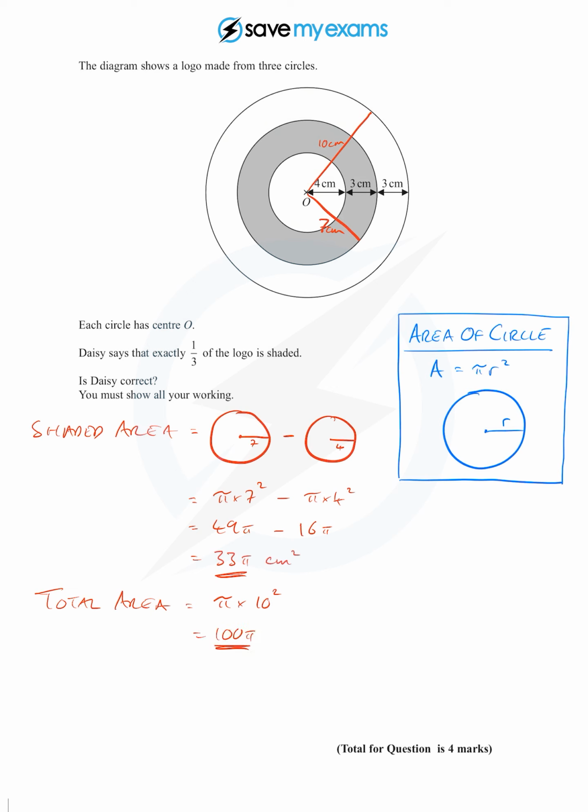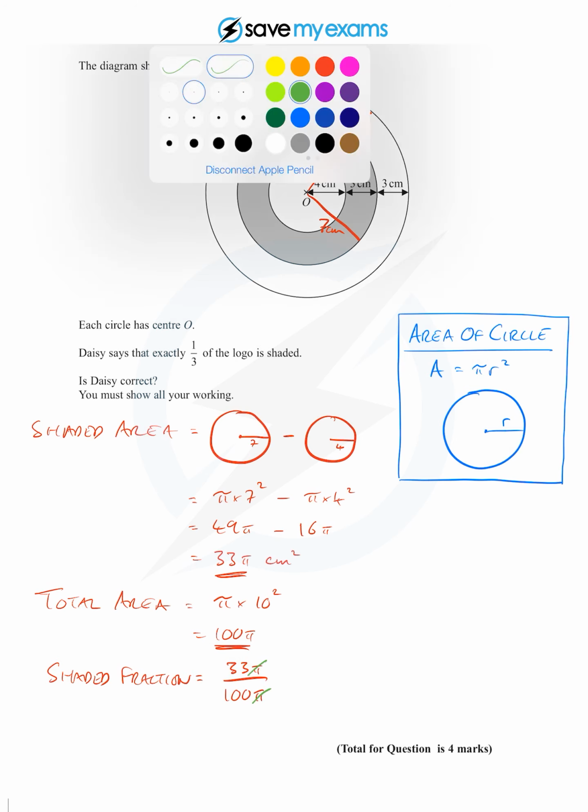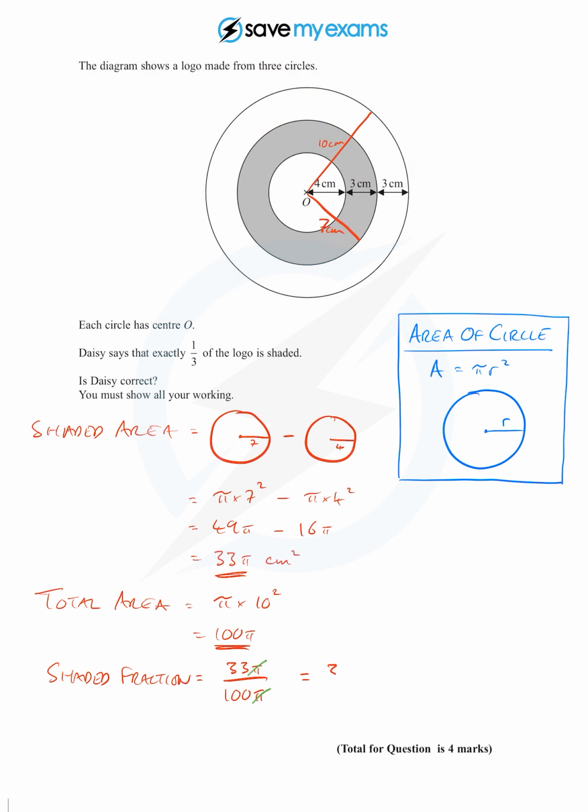And so the shaded fraction, let's just call it that, is the shaded area, which we decided was 33 pi, over the total area, which is 100 pi. And using my green cancelling pen to cancel the pi's, we see that that is 33 over 100.